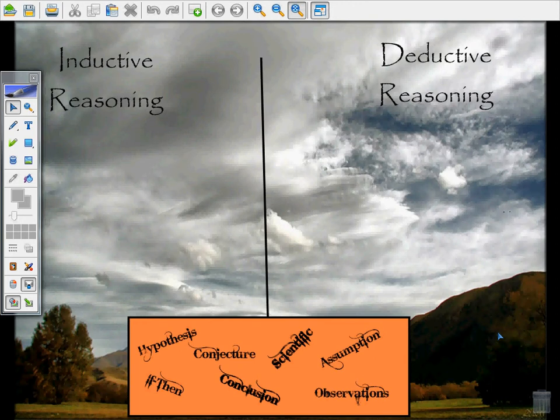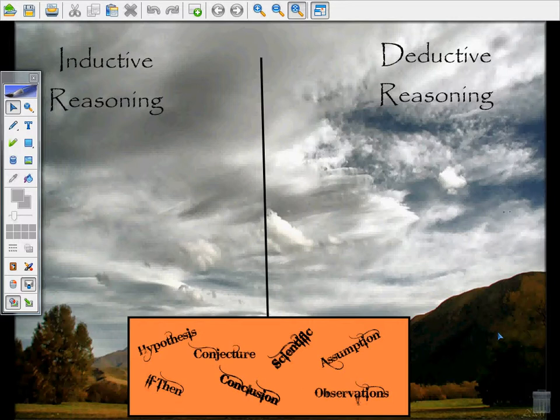Reasoning and deductive reasoning, and then can you guys read the words that are down here? I know they're kind of small. Okay, so we have hypothesis, conjecture, if then, which we didn't really talk about but you guys can figure it out, conclusion, scientific, assumption, which we didn't really talk about, and observations. So let's start with one that we know, hypothesis.